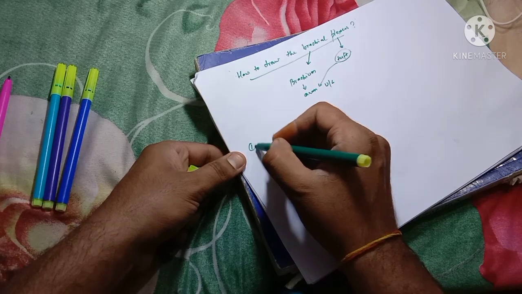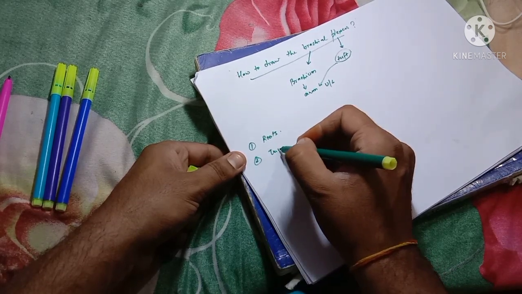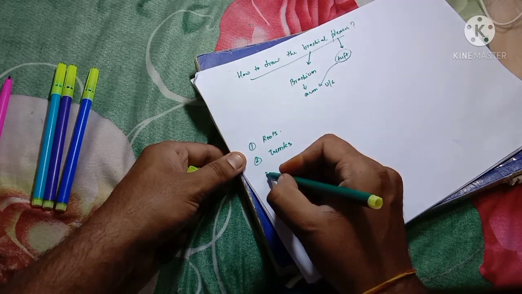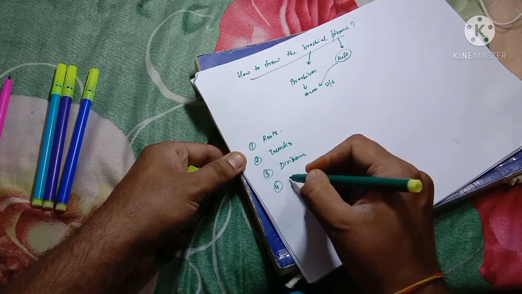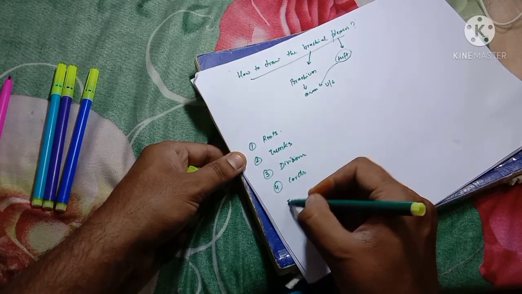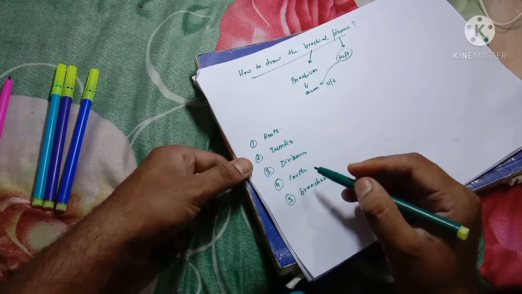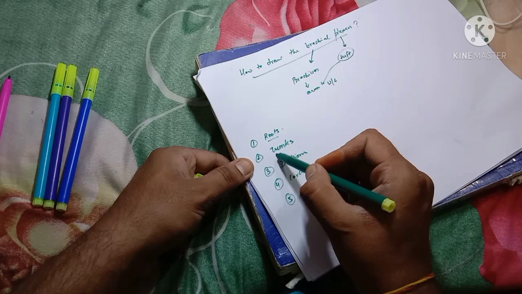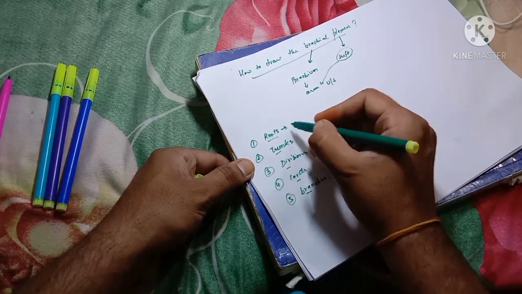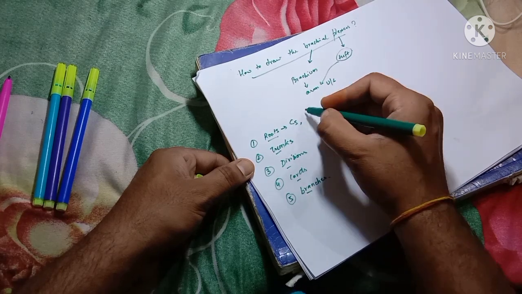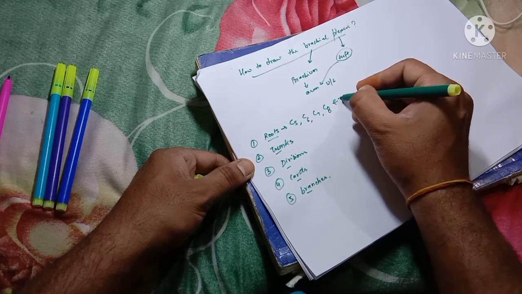It is formed from number 1 roots, number 2 trunks, number 3 is divisions, number 4 is cords, and number 5 is branches. We will discuss it one by one. Brachial plexus is formed from roots, trunks, divisions, cords and branches. कौन कौन सी roots आती हैं? Ventral rami of C5, C6, C7, C8 and T1.